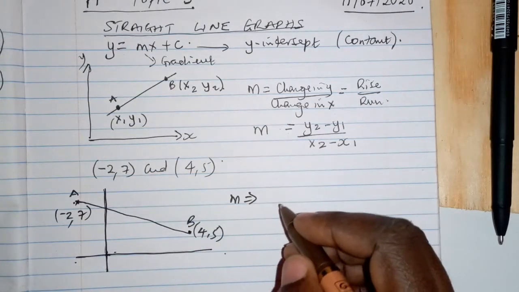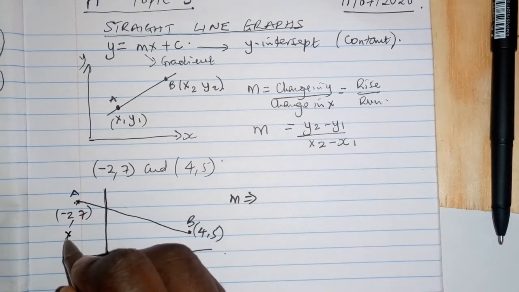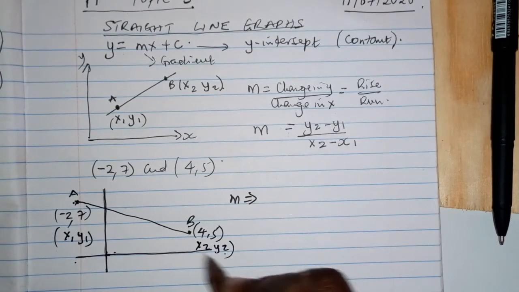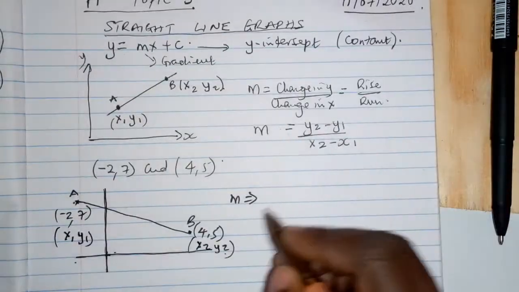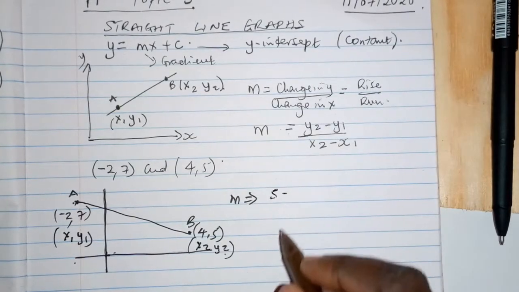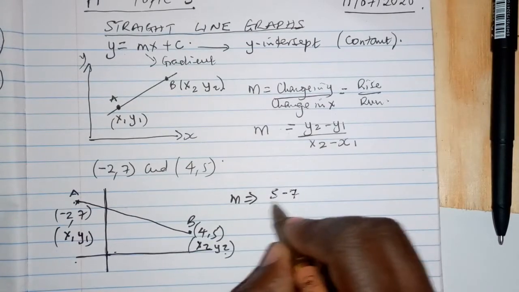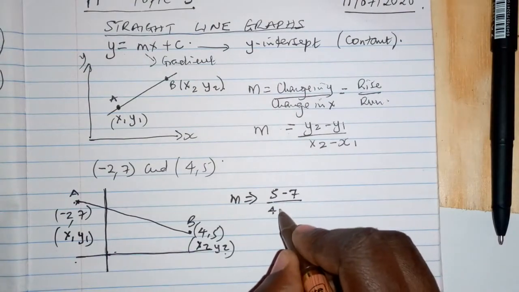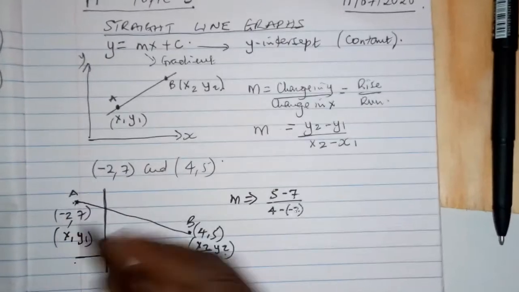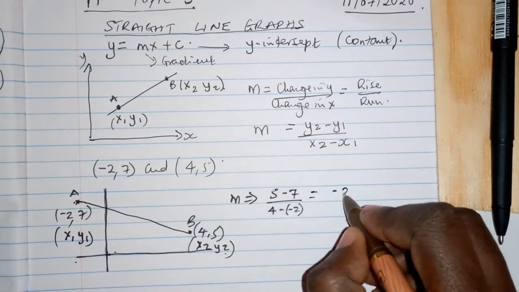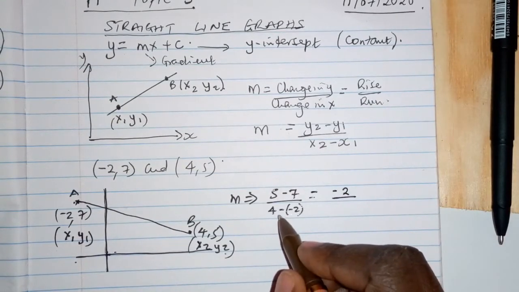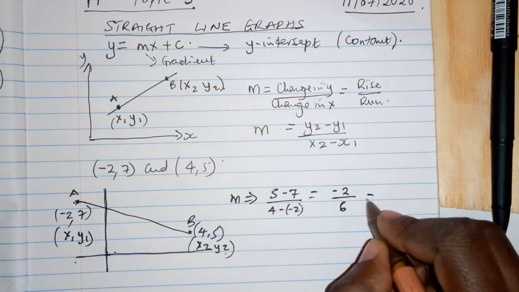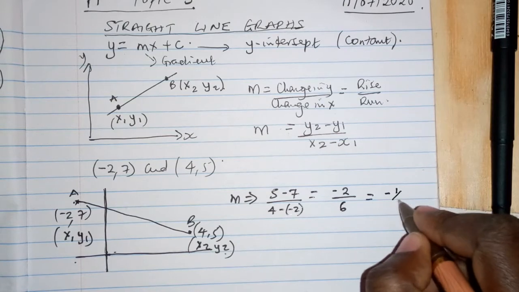So my gradient is going to be y. In this case, this is x1, y1, and this is x2, y2 as far as this formula is concerned. So my y2 is 5 minus y1, which is 7, all over x2, which is 4, minus x1, which is minus 2. Of course, this is minus 2 all over 4 minus negative 2, which is 6. And the gradient is obviously minus a third.